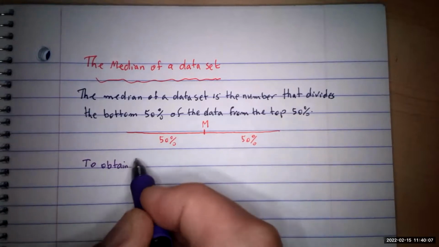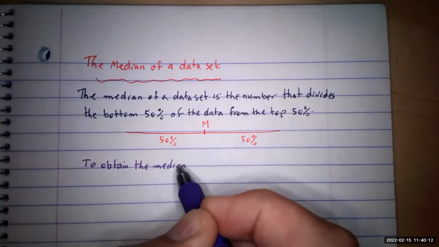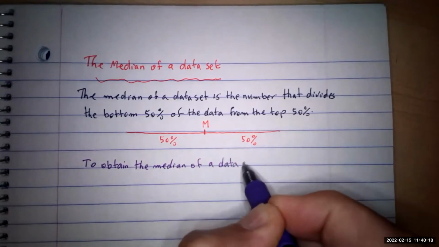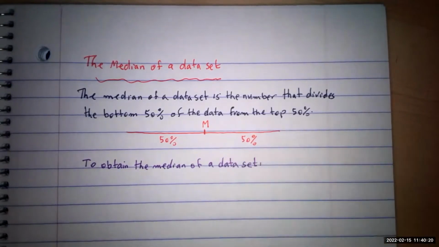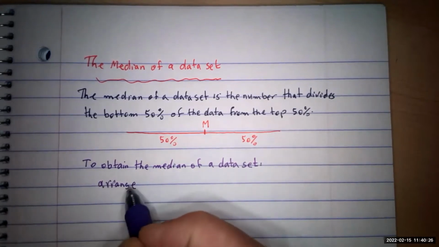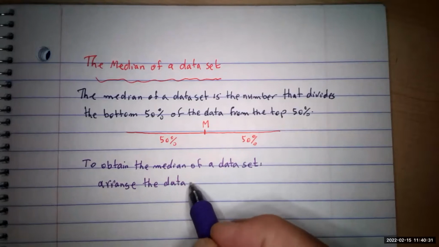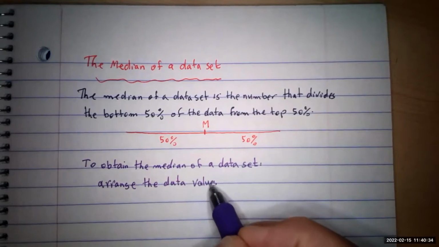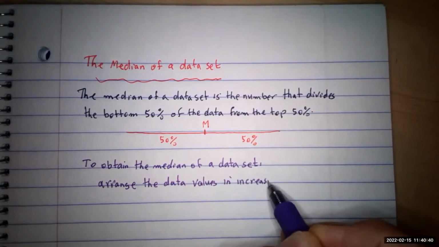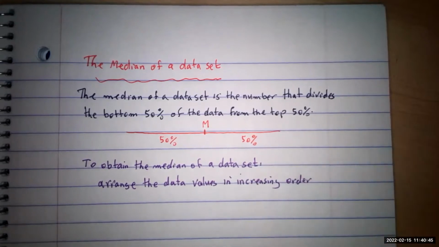Okay, so to obtain the median of the data set. Of course, the calculator can do it. We will show you at the end. So what we are going to do is arrange the data values in increasing order, from the smaller one to the bigger one.